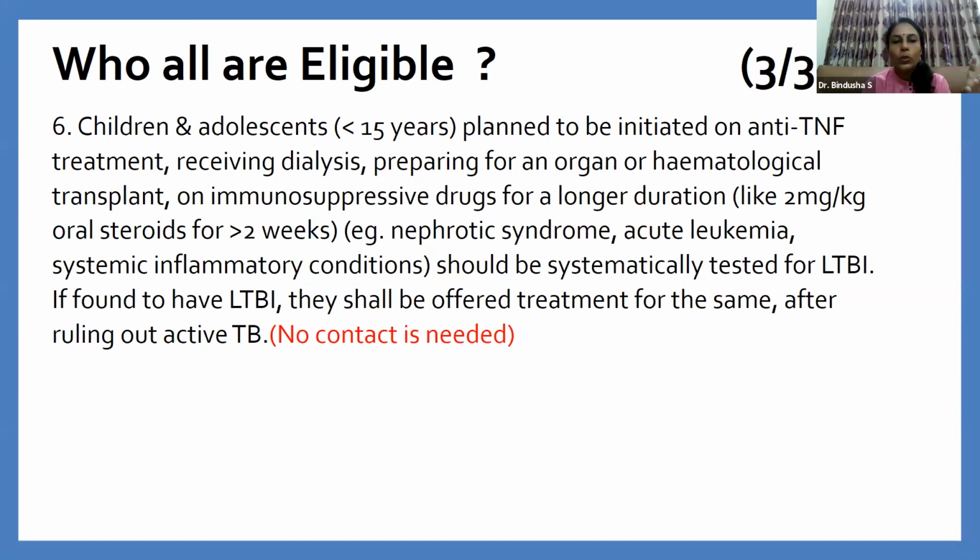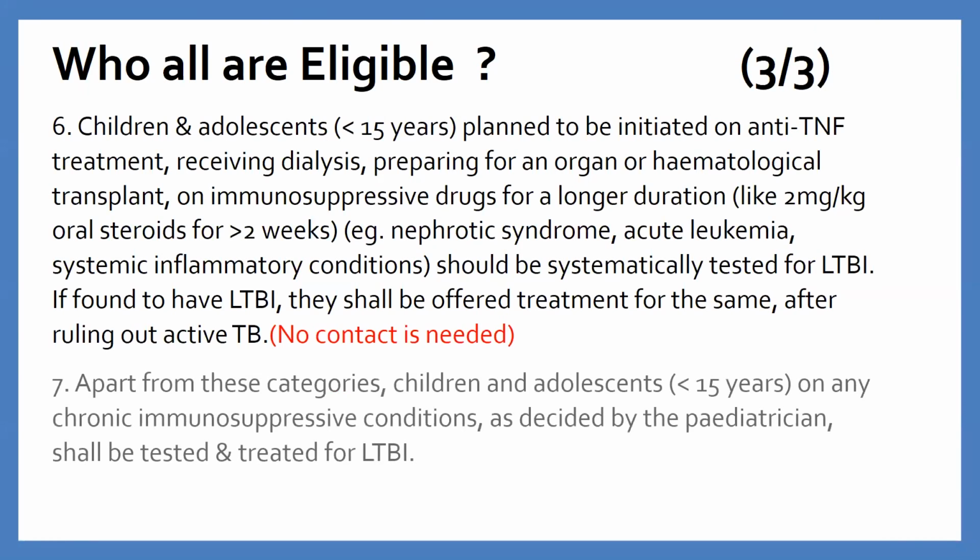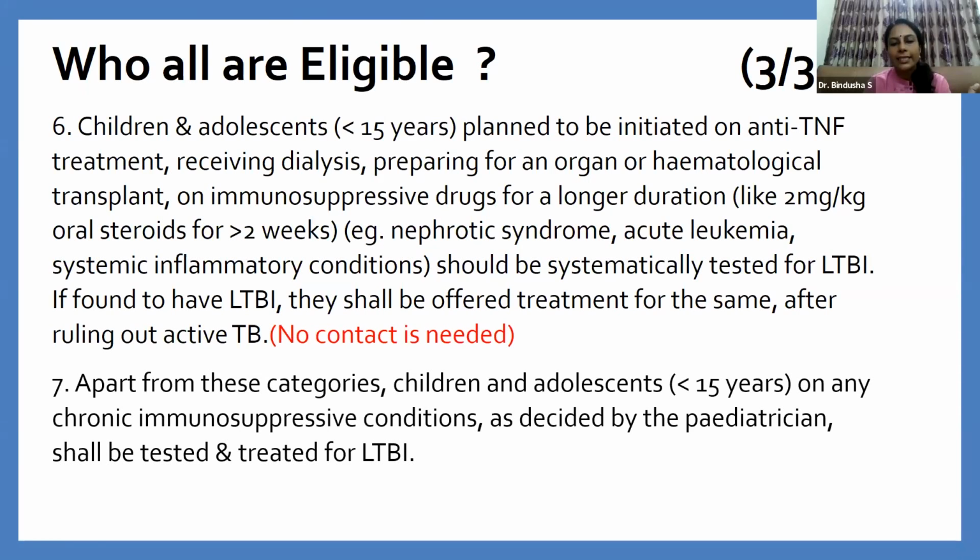Any child who is going to be started on immunosuppressive treatment for more than 2 weeks, they need to be tested for latent TB infection, and if positive, they need to be started on treatment after ruling out active tuberculosis. And the 7th group, apart from these categories, children and adolescents with any chronic immunosuppressive conditions which are not enumerated in the previous indications, as decided by a pediatrician, can be tested and started on LTBI treatment.